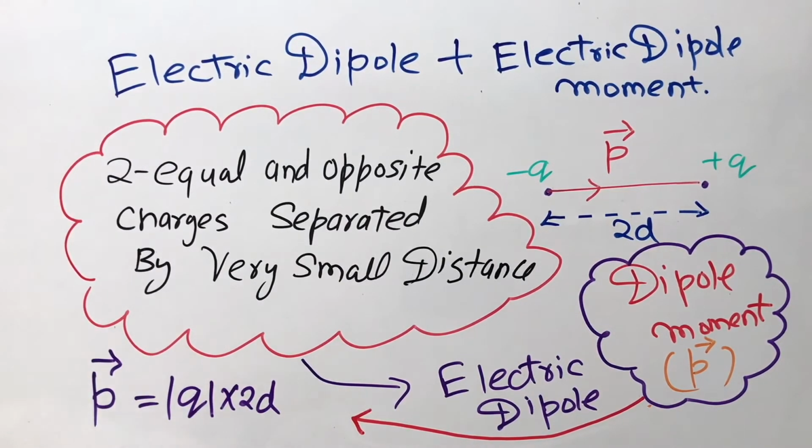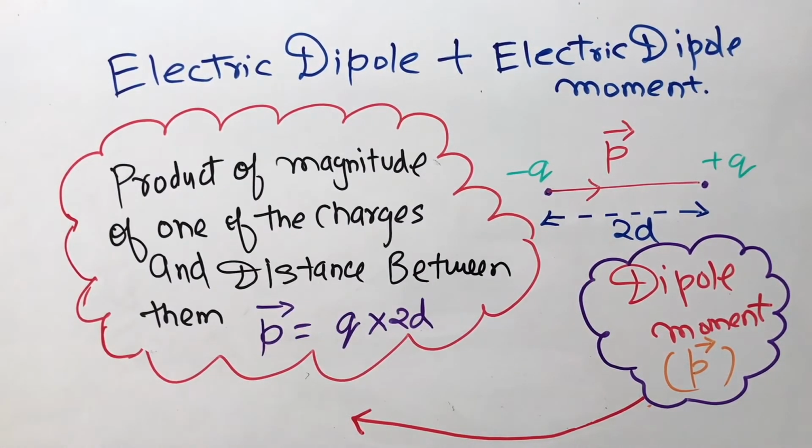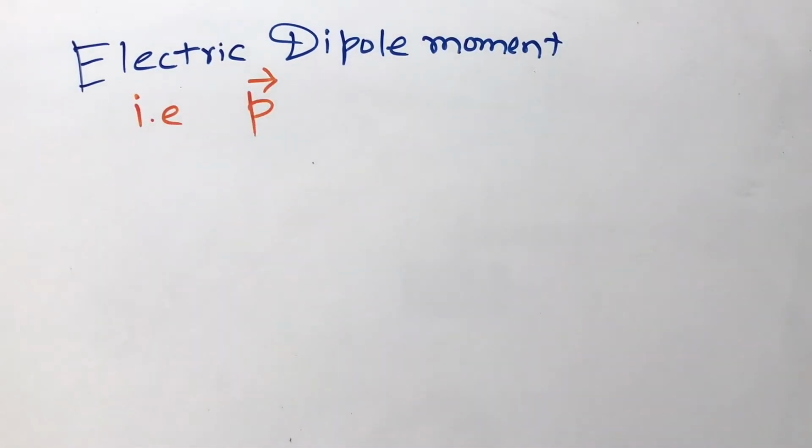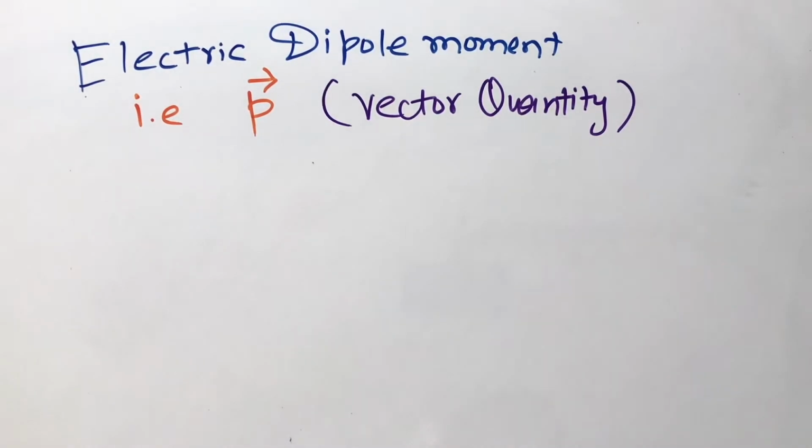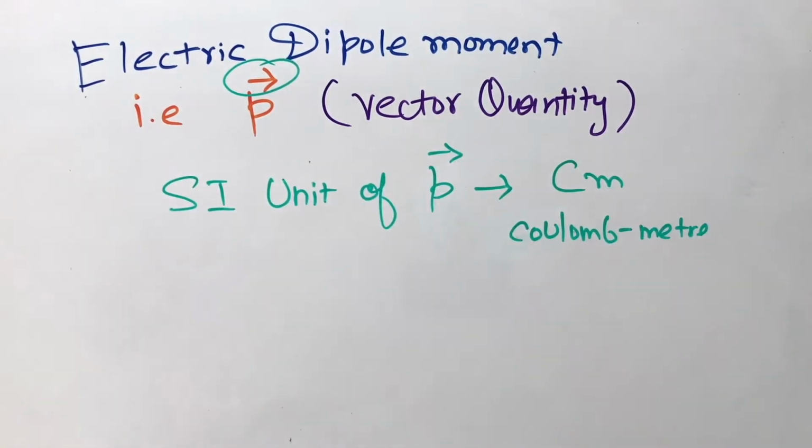Also, we will have a look at dipole moment. It is denoted by the vector p, and mathematically p is equal to q into 2d. Dipole moment is defined as the product of the magnitude of one of the charges and the distance between them, that is p equals q into 2d. It is a vector quantity and the SI unit of p is coulomb meter.